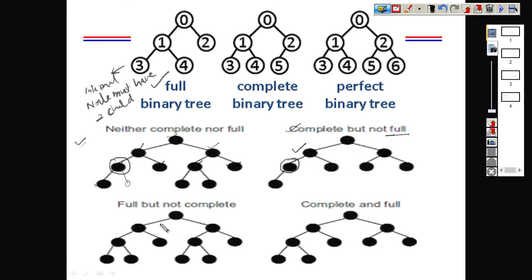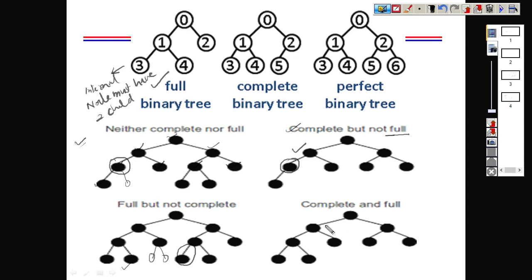If you look at this, this is full but not complete, because every internal node has two children, but the nodes are not inserted with the property that a node must be inserted from left to right. That means before filling this left child, we need to add the node to this particular node, then only it is said to be complete. So again, this is full, but it is not fulfilling the condition of a complete tree.